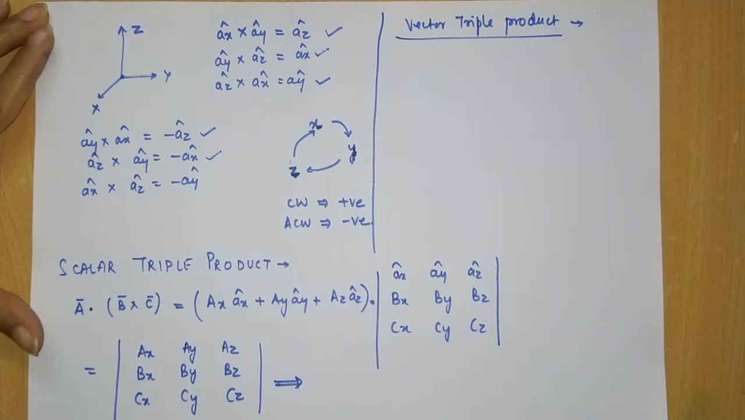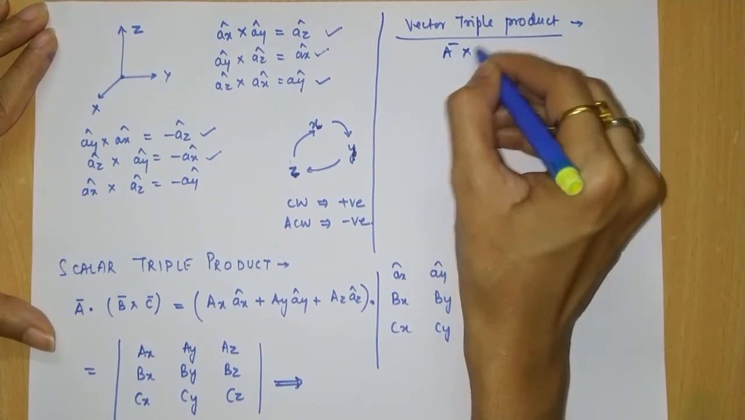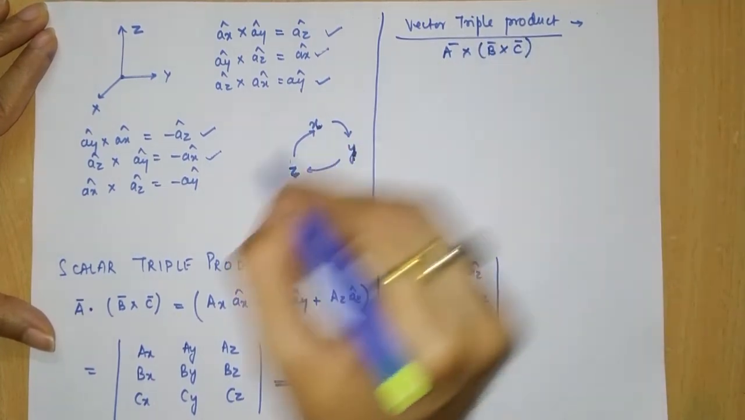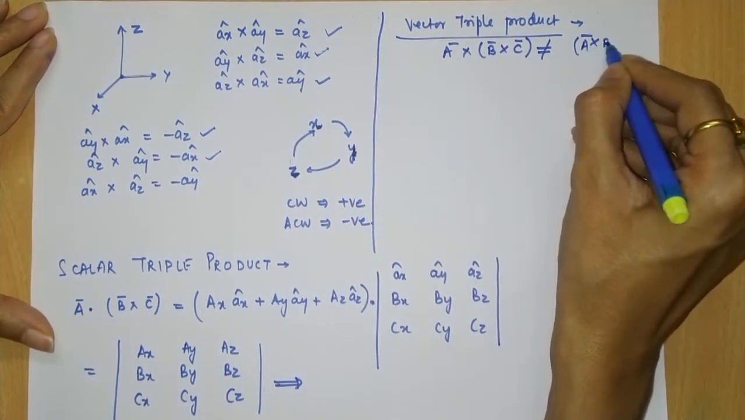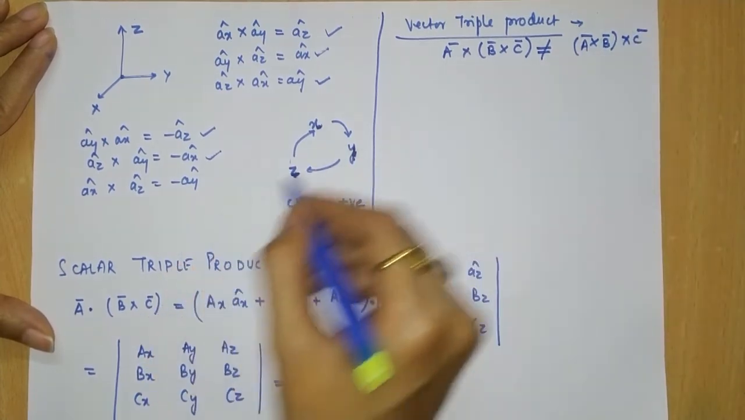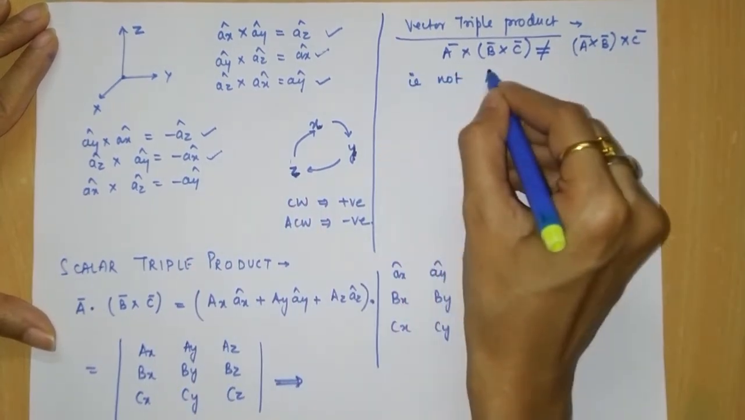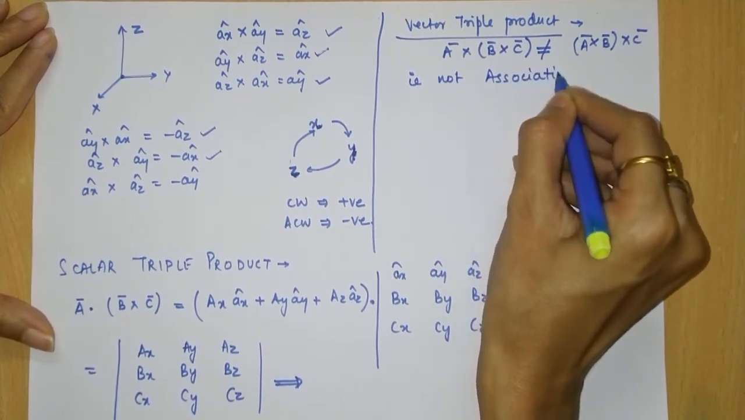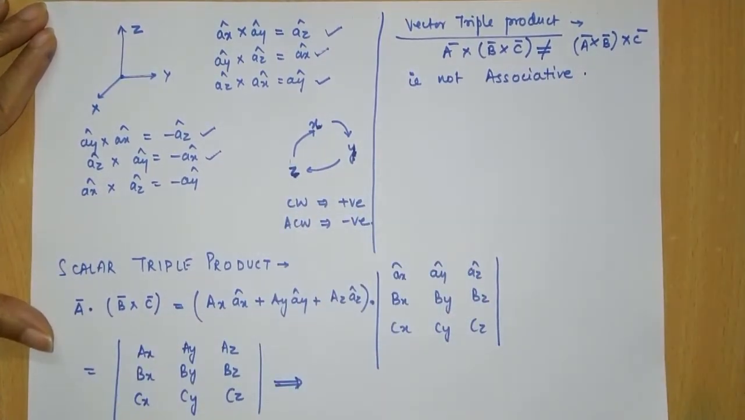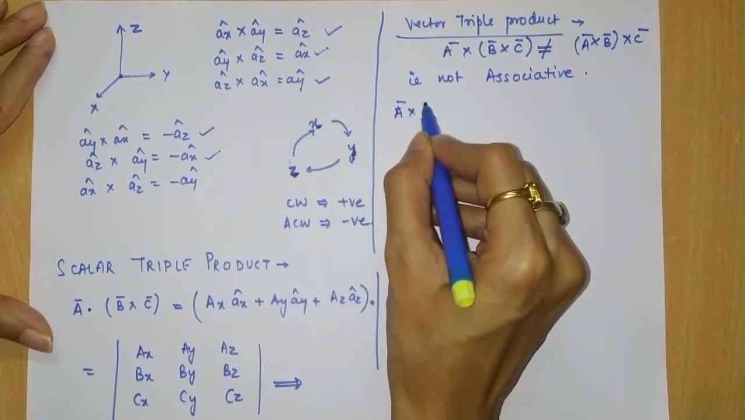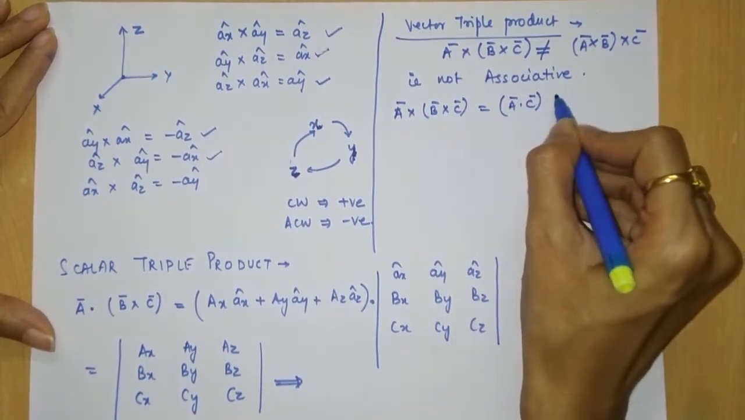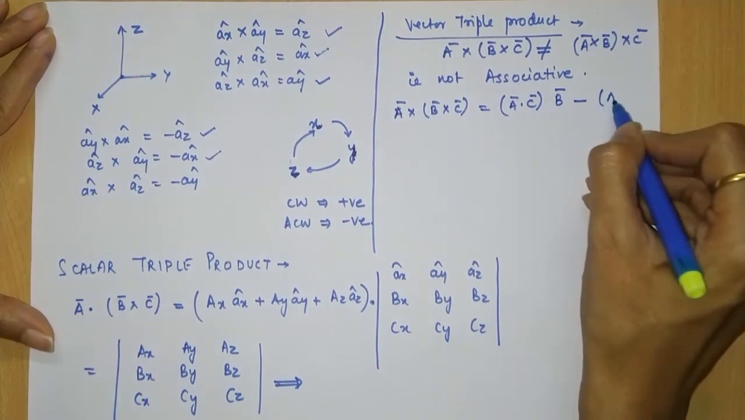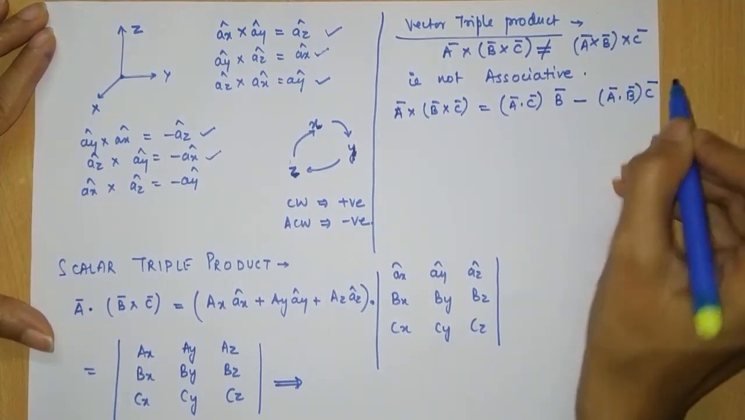Here the product of 3 vectors gives us a vector. It is written as A cross B cross C, and this is not equal to A cross B cross C. That is, it is not associative. Now, how to define this? A cross B cross C is equal to A dot C B vector minus A dot B C vector.